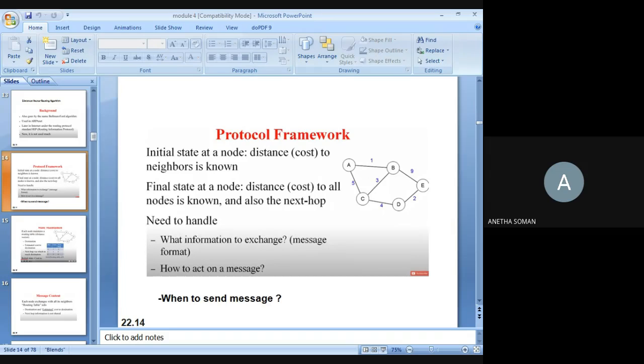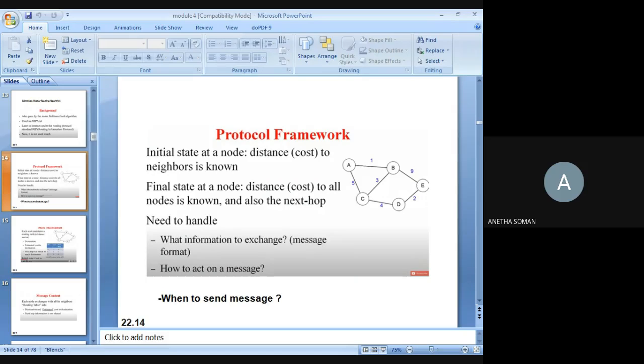How to act on a message means, once a node is receiving a message, what action it has to do. That is the meaning of action. Understanding, once a node is receiving a message, what action it has to do. Now, the third question is when to send the message.